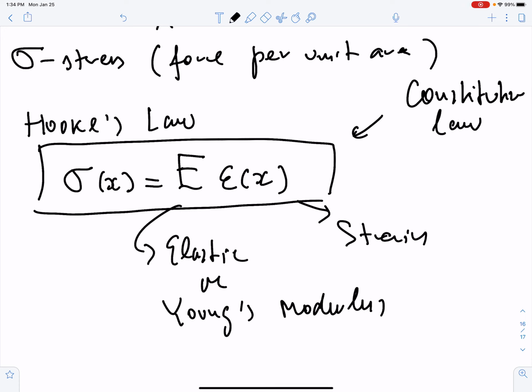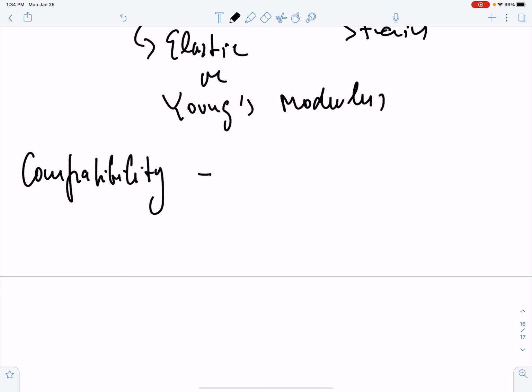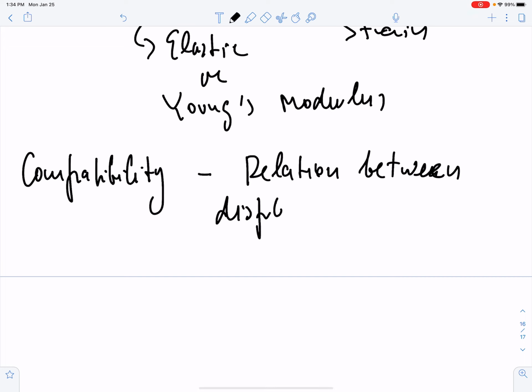But then again, I don't want to write anything in terms of strains. In fact, I'd like to write things in terms of displacements. So the last ingredient I need to bring in is a so-called compatibility. And compatibility in this case is the relation between displacements and strains.